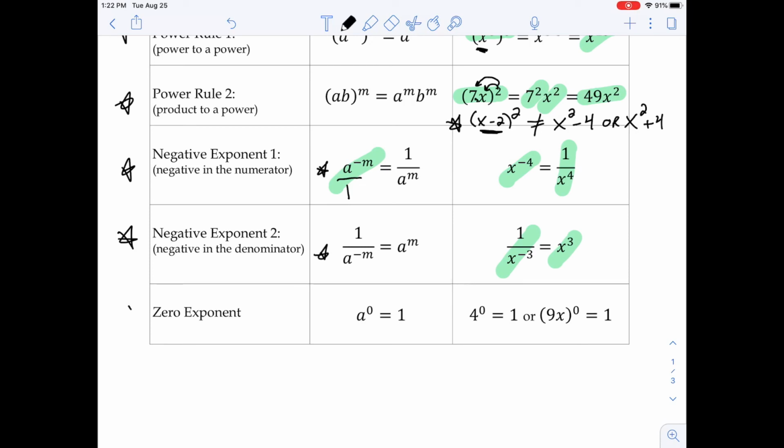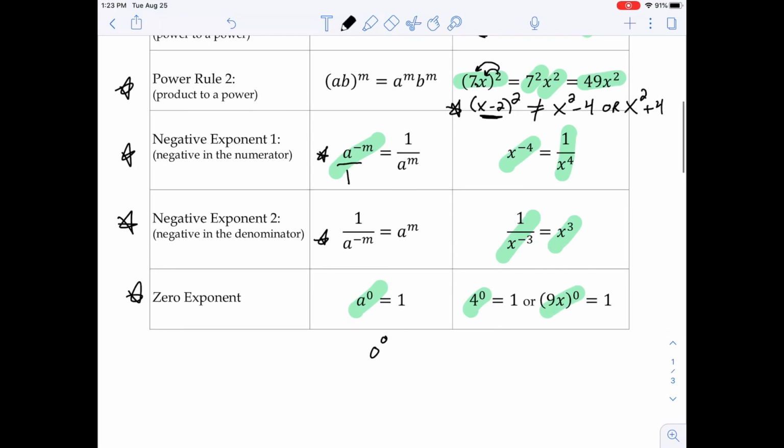All right, and then the last rule we have there is that anything to the 0 power is equal to 1, except 0. So if I have 4 to the 0, that's equal to 1, or if I take some other term here, 9x being raised to 0, it's still going to equal 1. The only thing that is different is 0 raised to the 0 power, that's just undefined. I know there are arguments about whether it has a value or not, but for our purposes, 0 to the 0 power is just undefined.